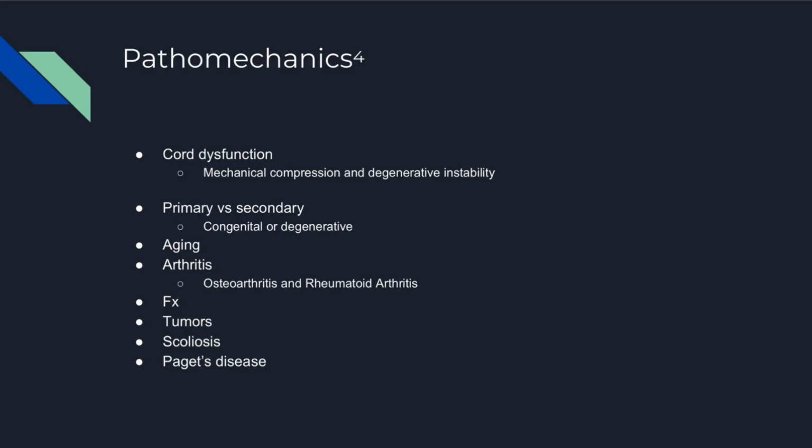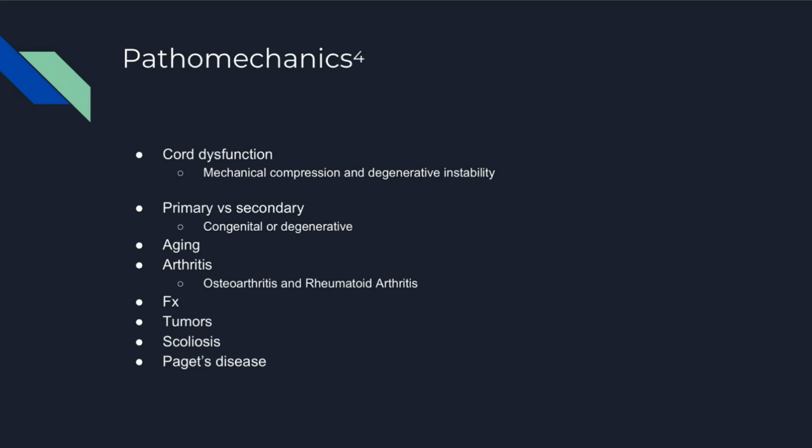So the pathomechanics. Spinal stenosis can occur due to many different factors, and it's related to spinal cord dysfunction from both mechanical compression and degenerative instability. Stenosis can be categorized as primary, which is congenital, and secondary, which is from degenerative factors or trauma. So degeneration can occur when there's narrowing of the central canal and lateral recess from the posterior disc herniation. This can occur due to age-related changes in the spine.